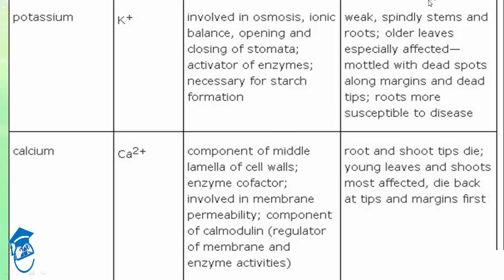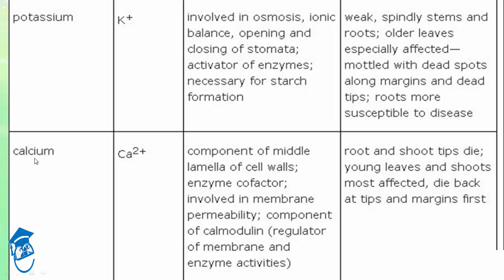And now what's the deficiency symptom? It makes the stem very weak. It makes the stem spindly, and older leaves are especially affected because of the potassium deficiency. Dead spots are formed on the tips of the leaves. Okay, and roots are more susceptible to disease.